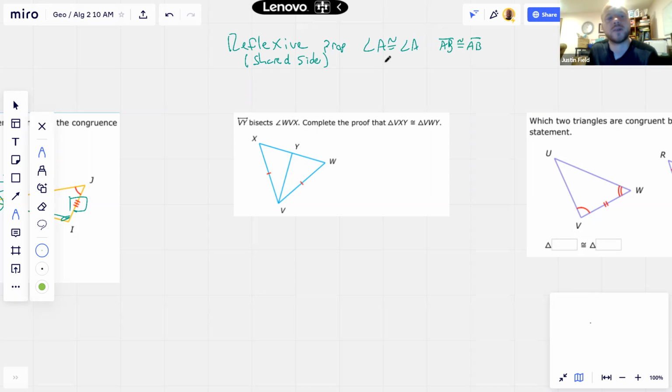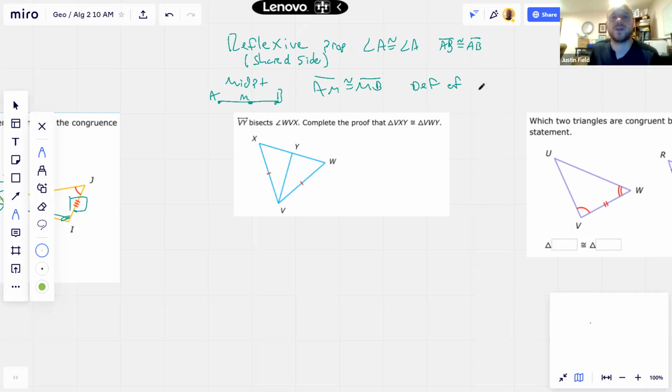And so sometimes in order to get the three statements, sides or angles, we might need to say something about the shared side. Also, sometimes things are in the midpoint. So a midpoint, like if I draw a picture of A, M, B, where M is the midpoint of segment AB, then that means that AM is congruent to ME.